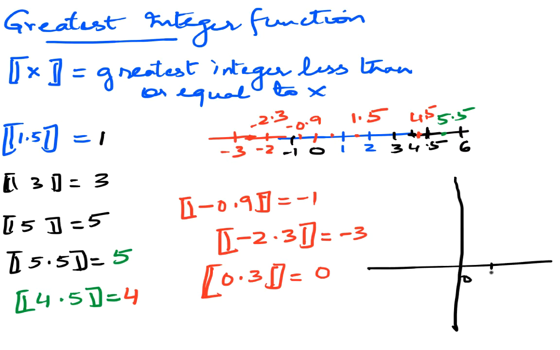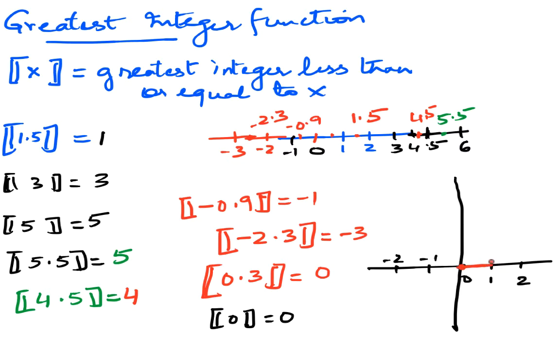Say 0, 1, 2, minus 1, minus 2. Now, if I have any value, so if the greatest integer is 0, what is that greatest integer? 0 is 0. But the moment we have any value greater than 0, any value which lies between 0 and 1, the greatest integer is going to be 0.